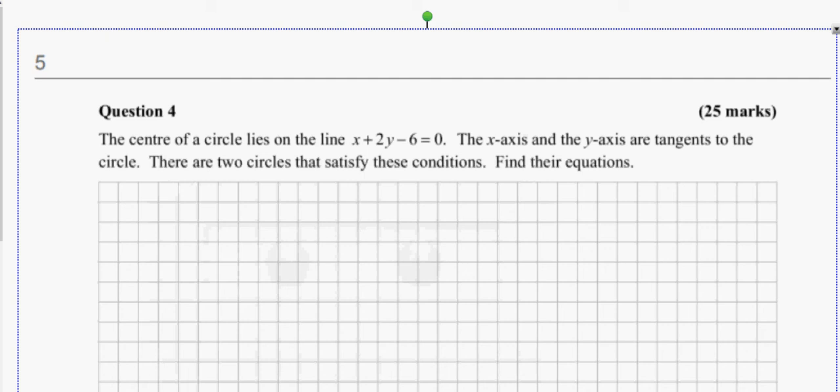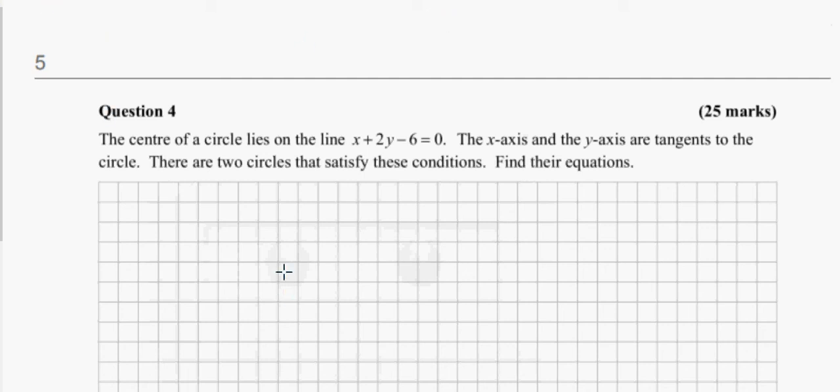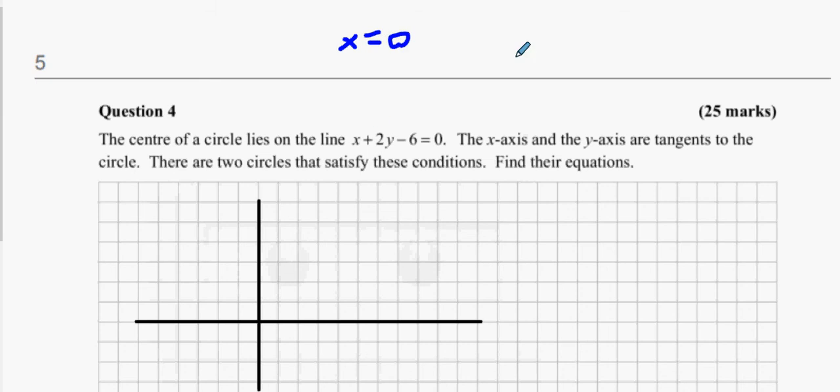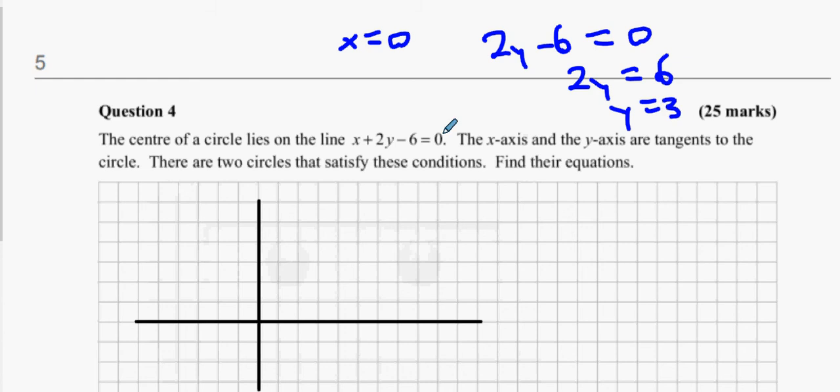Now, I think it'd be interesting to actually have a look at this line. So I would intentionally draw this line. What I'd do is find out where it cuts the x and y axes. When I put x equals 0, I get 2y minus 6 equals 0, 2y equals 6, y equals 3. So the point is (0, 3). It crosses here.